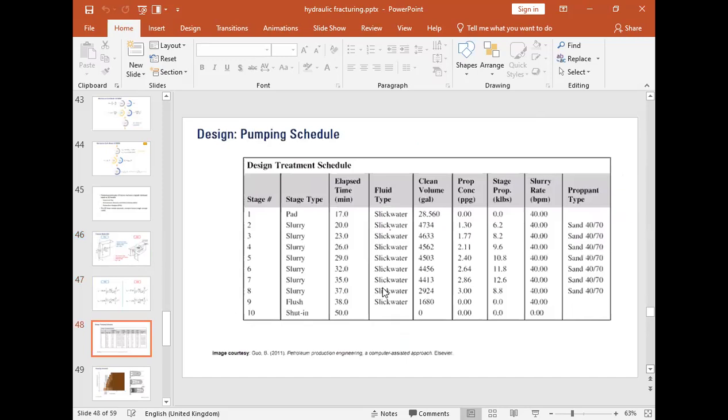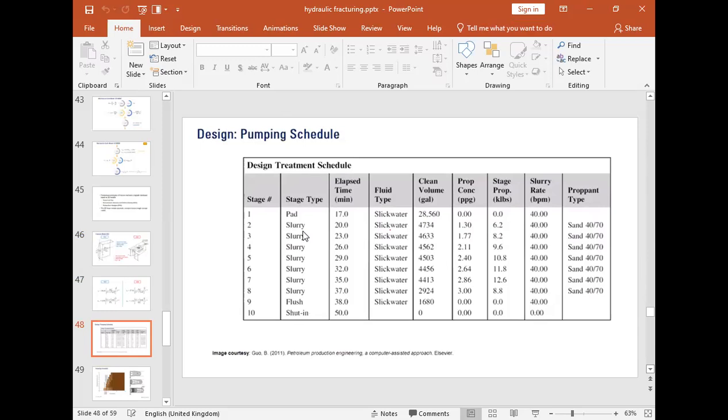All right, so we also have to define our pumping schedule. How would the pumping go on? This is a typical description of our pumping schedule. What are we pumping at each stage? We have the pad stage, we have the slurry stage. They have to pump the slurry, and then they have to start increasing the size of the slurry.